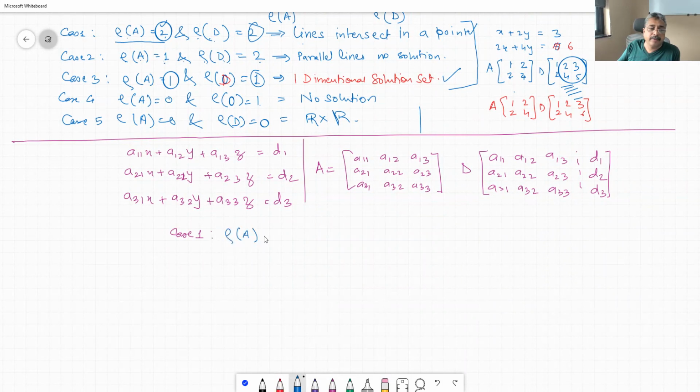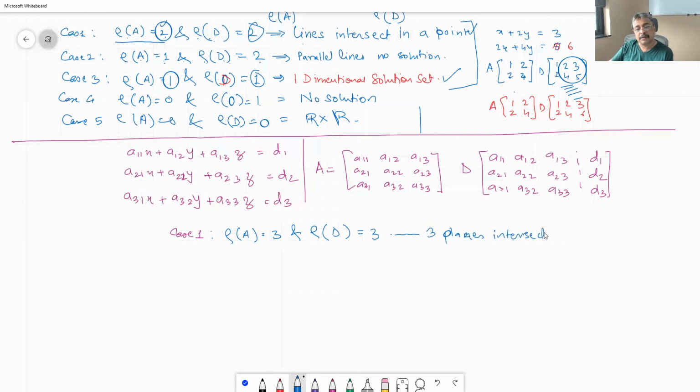Row A is equal to 3 and row D is equal to 3. What do you think? It is very simple. All the three planes. Now we are talking about planes, so interpretation is easy. Three planes intersect in a point. So that is what is a unique solution.